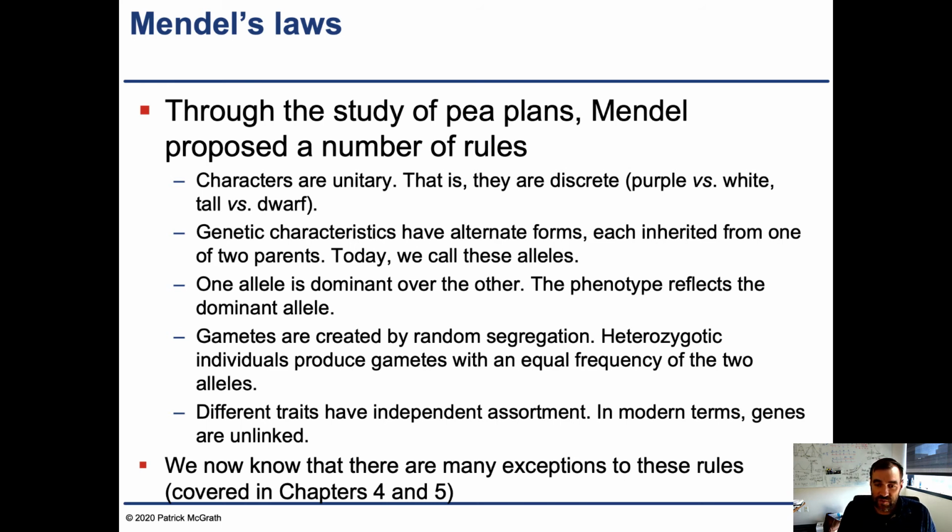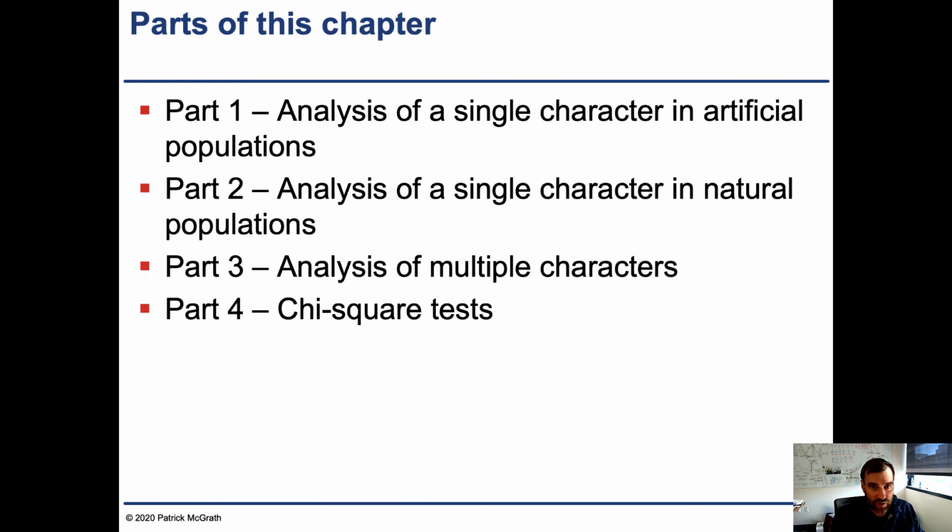Gametes are created by random segregation. Heterozygous individuals produce gametes with an equal frequency of the two alleles. And then different traits have independent assortment. In modern terms, genes are unlinked, and typically this means that they are on different chromosomes. We now know there are many exceptions to these rules, so we're going to cover these in chapters 4 and 5. But for now, just for this chapter, if I'm asking a question based upon chapter 3, you should assume that these rules hold true.